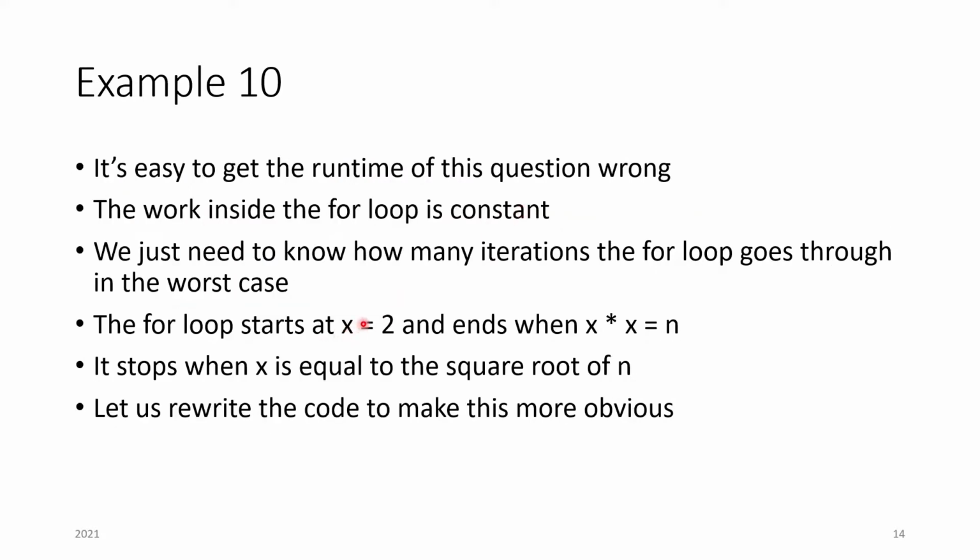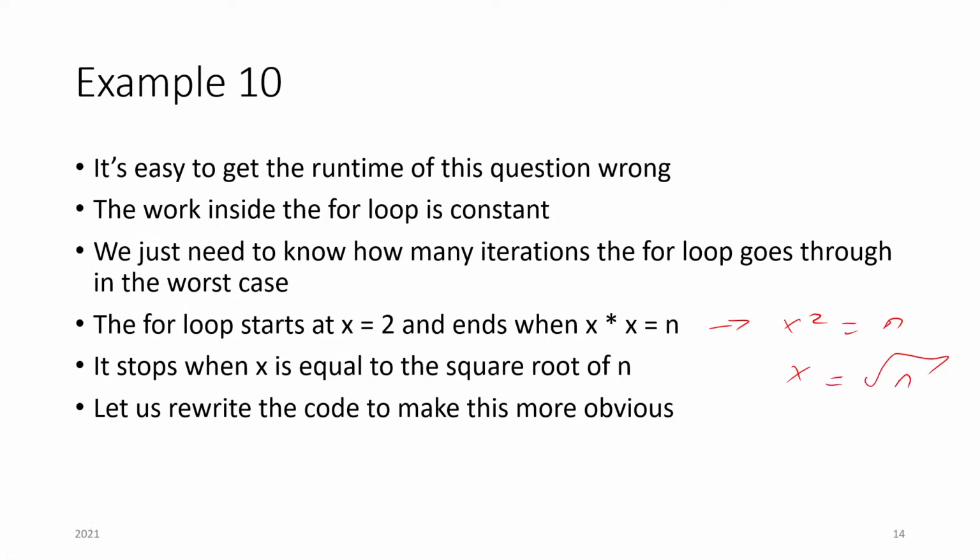So we know that the loop starts at x equals 2 and ends when x by x is equal to n. And we can rewrite this such that this here being x squared is equal to n, so x here is equal to the square root of n.